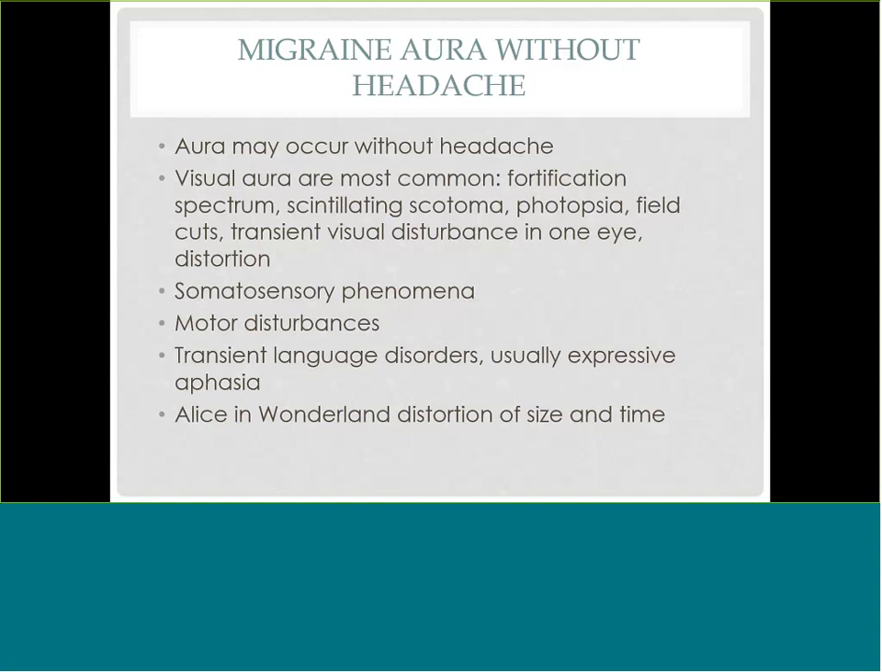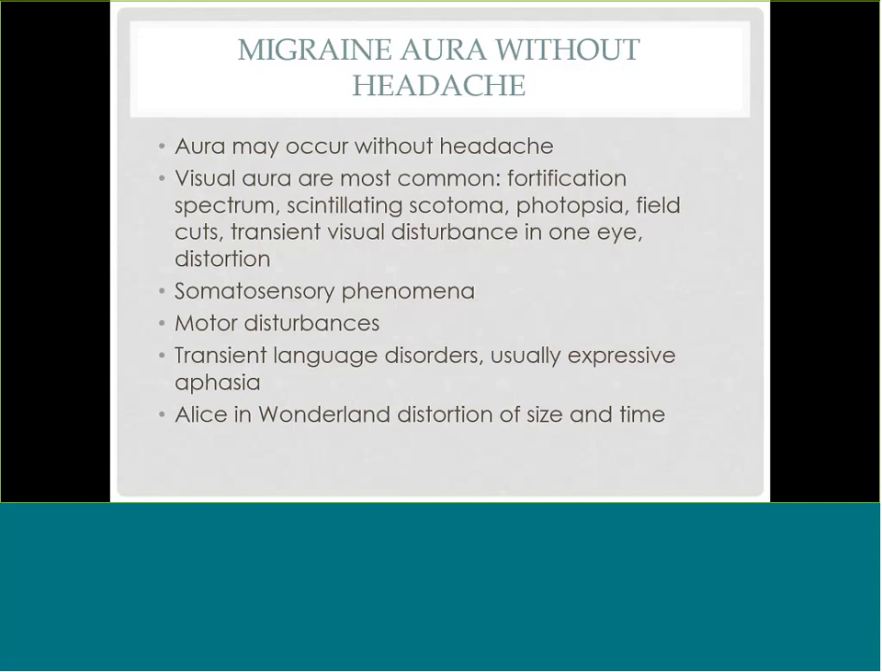Now, less common than visual aura are somatosensory phenomena. So patients may complain of numbness or tingling or weird sensation, usually on one side of the body. Patients also may have various motor disturbances that may occur at the same time as the numbness. They may lose function in an extremity or be clumsy. They usually don't develop complete plegia. Patients also can develop transient language disorders, particularly expressive aphasia, which can be very frightening. It can look very much like a dominant hemisphere TIA.